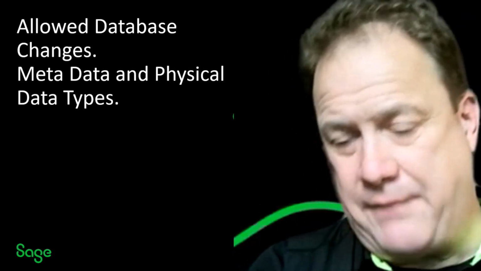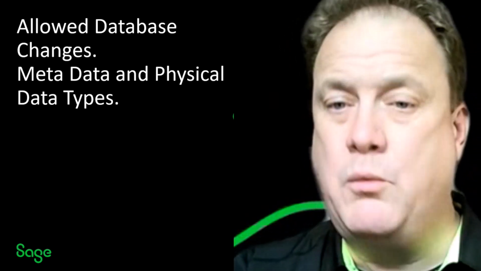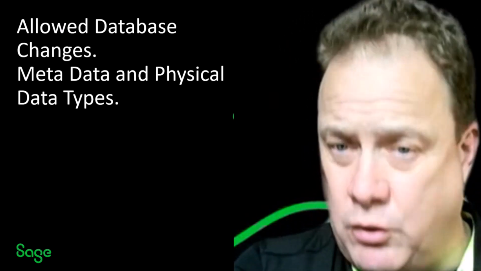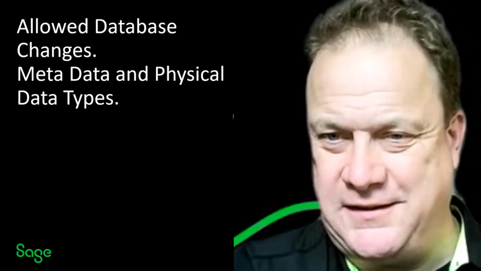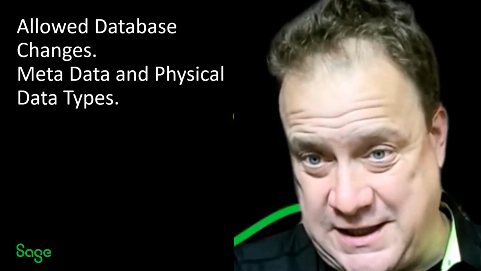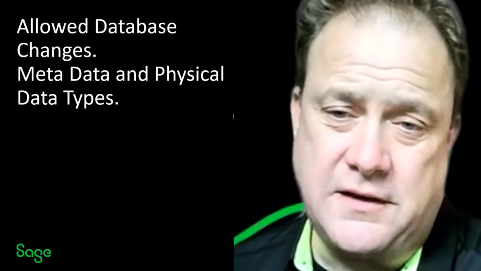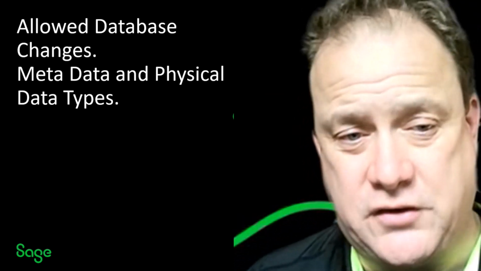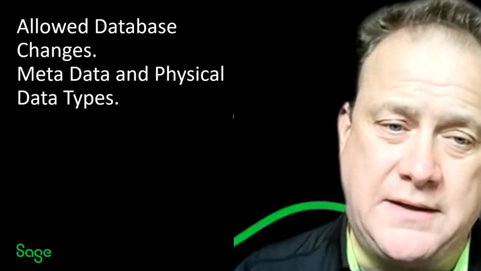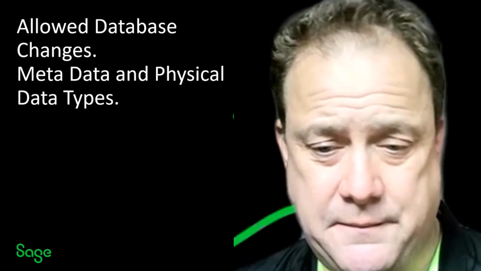Going on away from that, think of that first section as something of a warning. We're going to be coming back to looking at all of the APIs in a moment, but everything ultimately is based on what's happening within the database and in the data model. And as we consider what we're doing here, we also now need to think about the allowed database changes and how metadata and physical data types relate to each other.